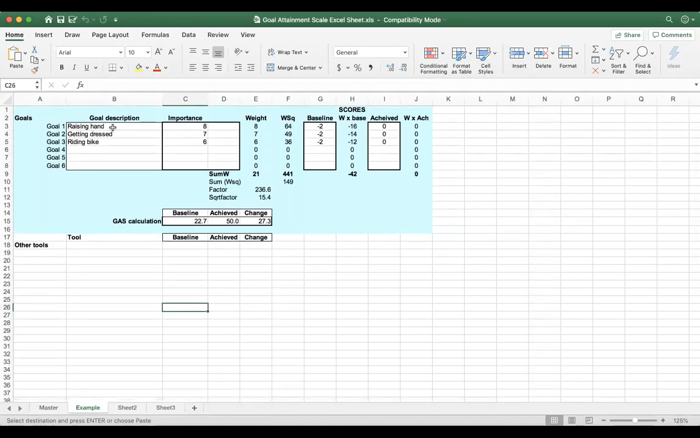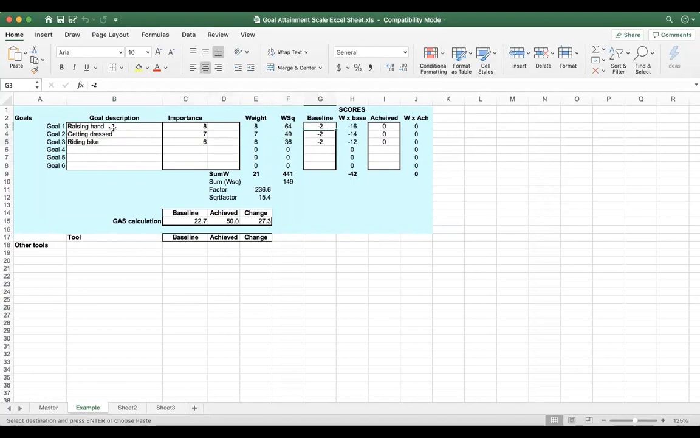But what it does is, say if I were to put the goals in here that I'm working on, and raising hand is one that I'm working on, okay? And then maybe getting dressed and riding a bike. I just put some in here. The importance of raising hand is an 8. Getting dressed is a 7. Riding a bike is a 6. So that's what the team ranked as important, okay?